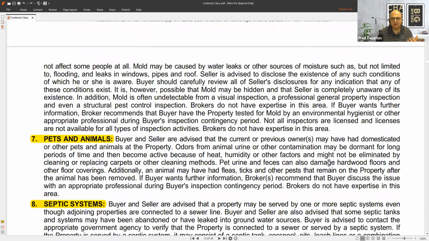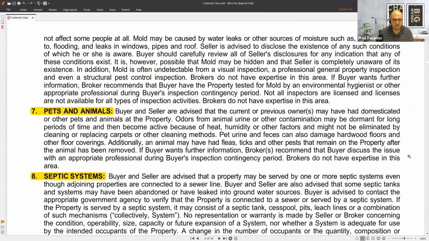Pets and animals. The seller needs to disclose if they've ever had pets on the property, and how many pets. Some people may be totally allergic to cats, and if there was ever a cat there, that might be an issue. Pets also cause odors from urine and other contamination. So the seller needs to disclose that, not just yes, we had pets. How many pets, what type of pets, makes a big difference if you had fish as a pet versus dogs and cats.